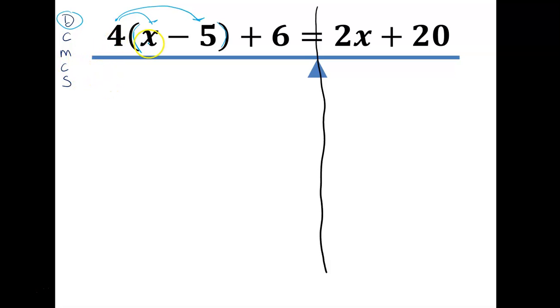So I'm going to do 4 times x, which is just 4x. I'm going to do 4 times 5, which is 20. The sign that I bring down is the sign that was already there, the minus. Notice this side of the equation also has a plus 6 sitting there, so we'll bring it on down. Don't be afraid to write too much. It's better to write too much than not enough. It's easy to get lost if you start trying to do steps in your head. Okay, so there's my distribution.